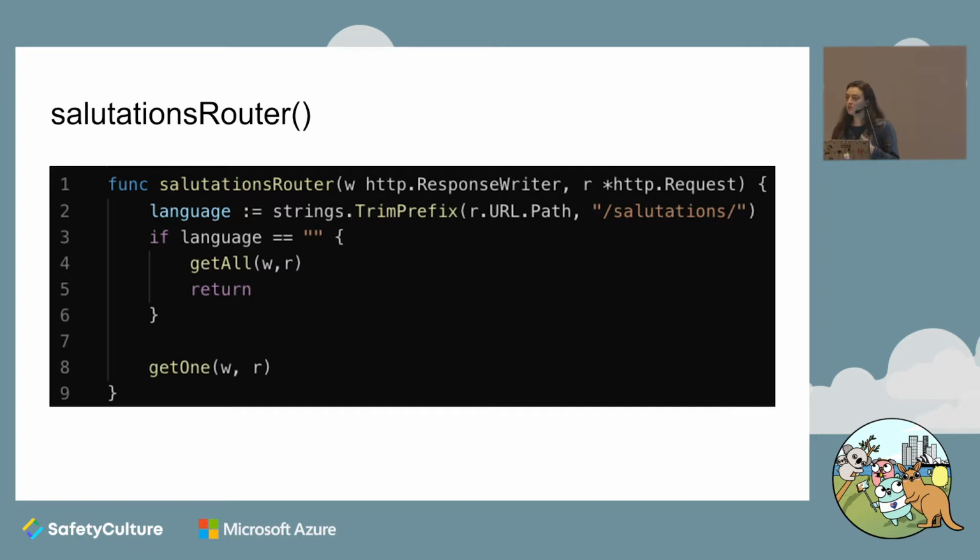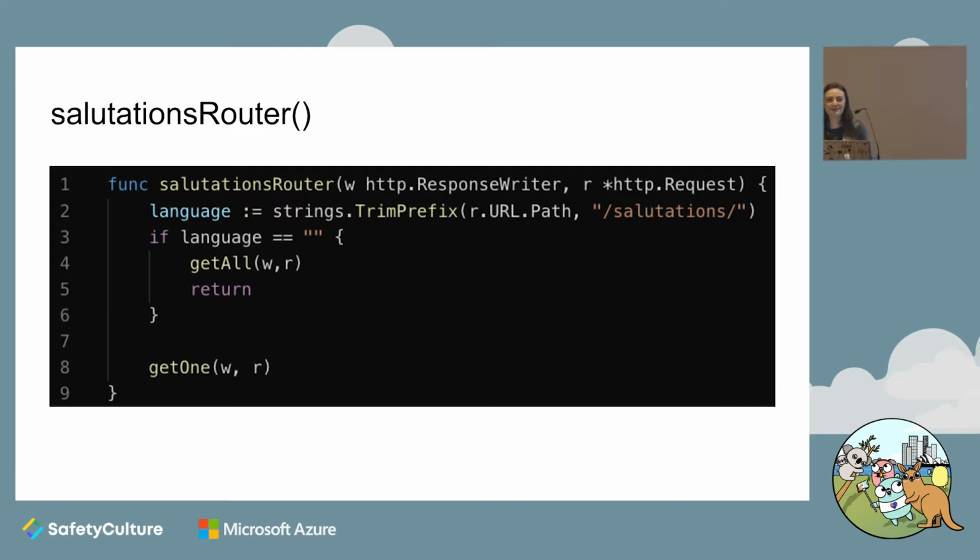So we're going to do this trim prefix, which is going to pull out salutations and return if our client has included anything for the rest of our path. If they have not, we know that they just asked for that subtree, which for us means they want to get all of the possible salutations. If they have included something after that path parameter, we're going to move on and do this get one request.